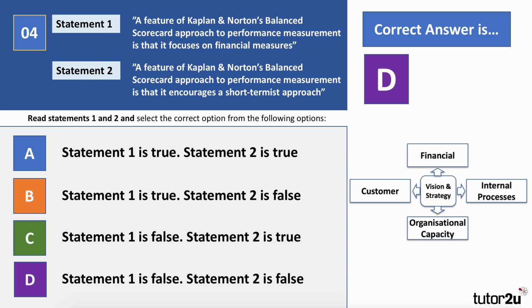It was very much Kaplan and Norton's intention that the balanced scorecard should encourage a business to think not just in terms of short-term objectives and decisions, particularly dominated by financial issues, but to think more long-term. And that's why many of the key performance indicators in the customer, the organisational and internal processes perspectives are very much long-term in nature. So they're both false, answer D. Moving on now to question 5.